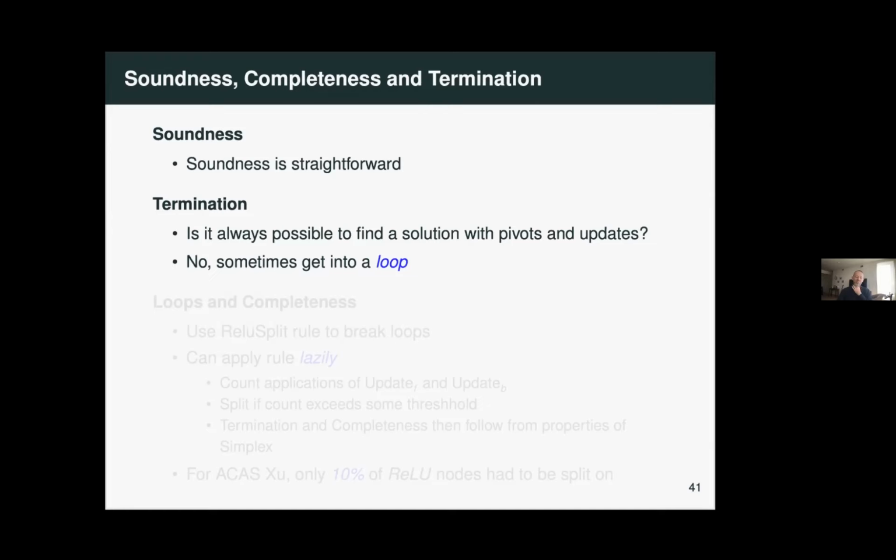So how does that manifest? Sometimes you can get into a loop. Essentially what happens is you fix a ReLU constraint, you do some pivots, some updates, and you come back and you have to fix that same ReLU constraint again. And this could happen over and over. So how do you avoid this problem?